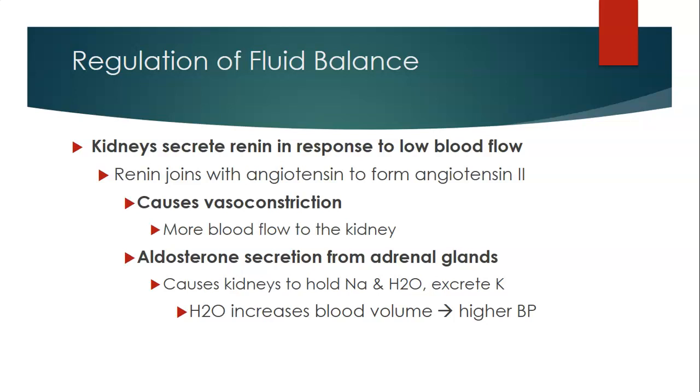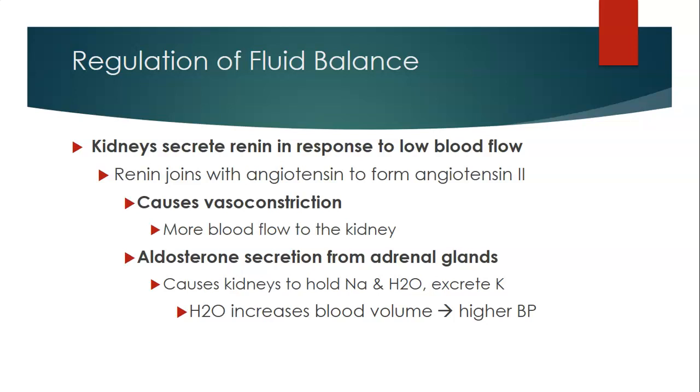So the kidneys secrete renin in response to low blood flow to them, so hypotension, anything like that that can cause low blood flow to the kidneys will cause them to secrete renin. This renin joins with angiotensin in order to form angiotensin II. Probably sounds familiar, right? Angiotensin converting enzyme, ACE inhibitors, things like that. Okay, hopefully we're all on the same page.